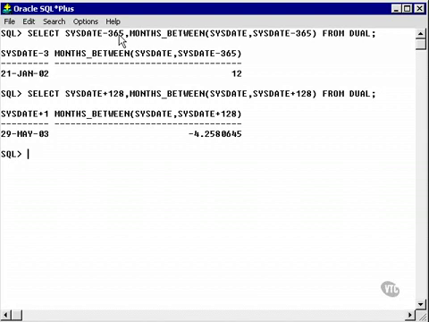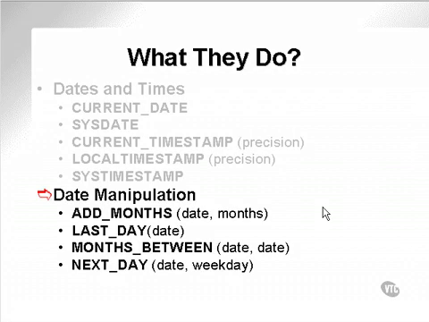So what I did was I took sysdate and I subtracted a year. And I said, what are the months between sysdate and sysdate minus 365 days? A year is 12 months. And then I took sysdate and I added 128 days. And I come up with 4.2580645 months.